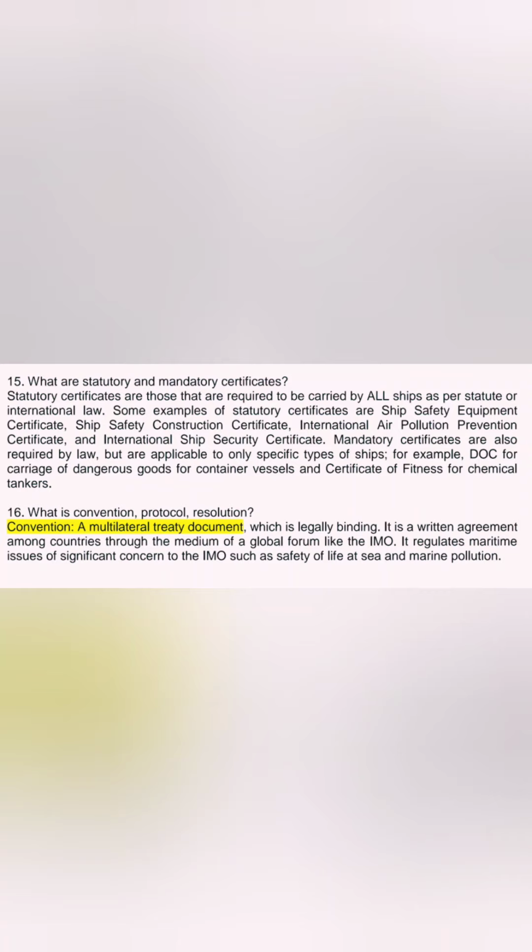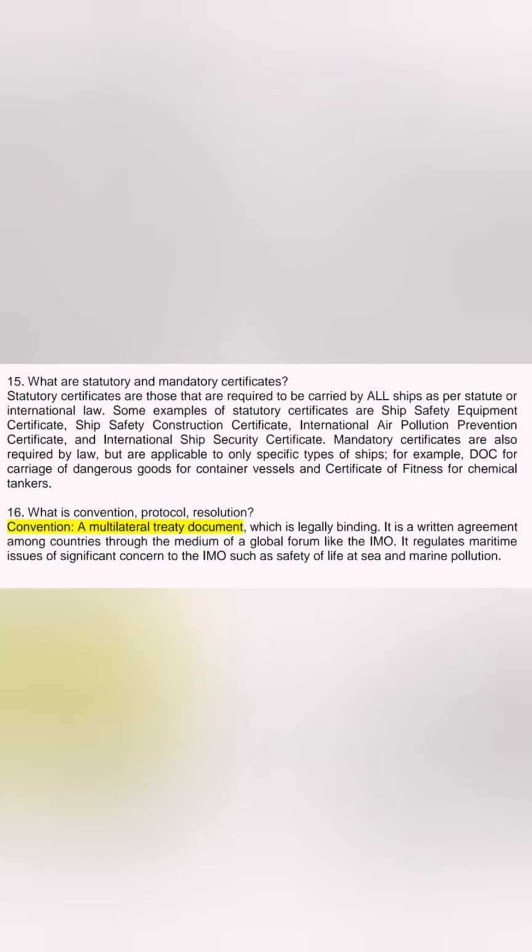Another question connected to above is, what are obligatory certificates? So obligatory certificates are the certificates which are required as per the flag state requirement. Like certificate of registry is a flag state requirement. Thus, it is an obligatory certificate.